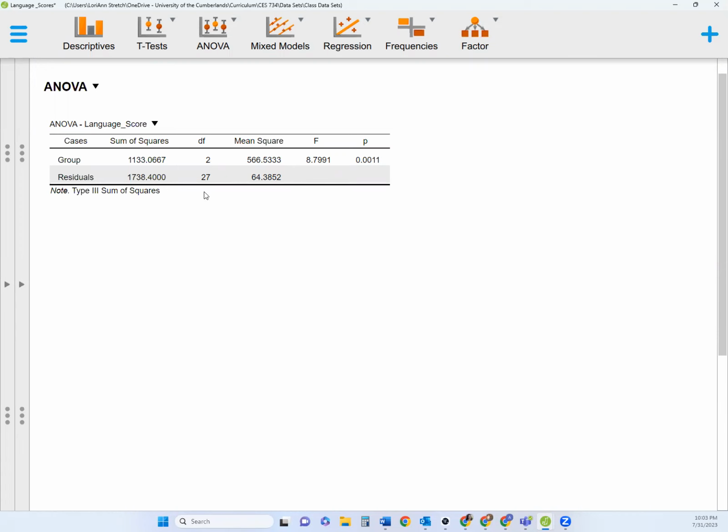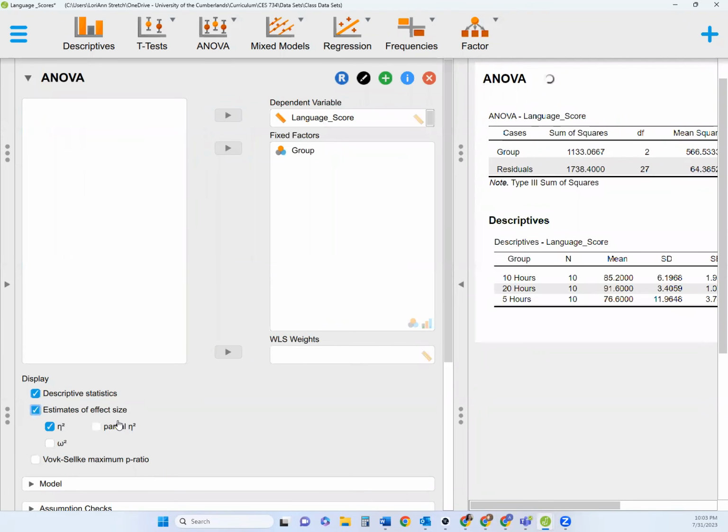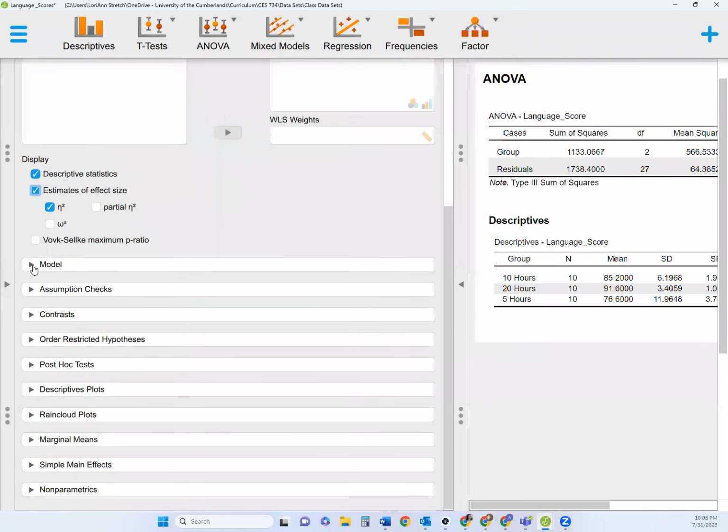Here's my numerator and my denominator. So this is my between group and this is my within group. Let's go back out and do a few extra things. We'll get some descriptives. We'll get our estimate of effect size.